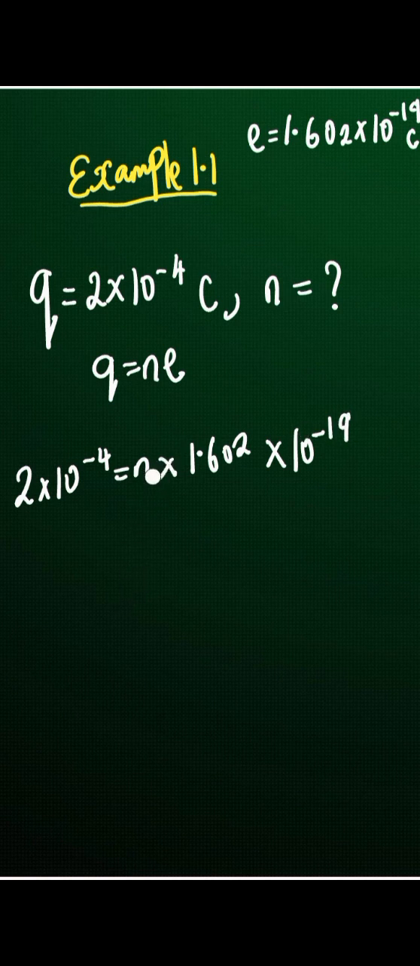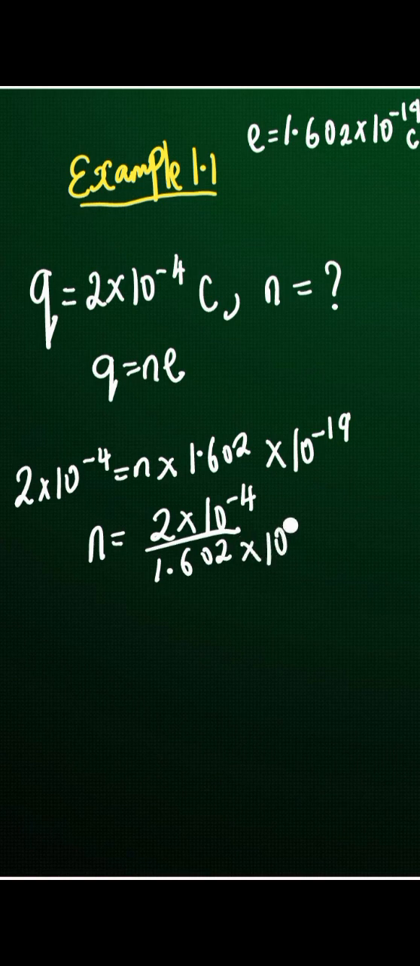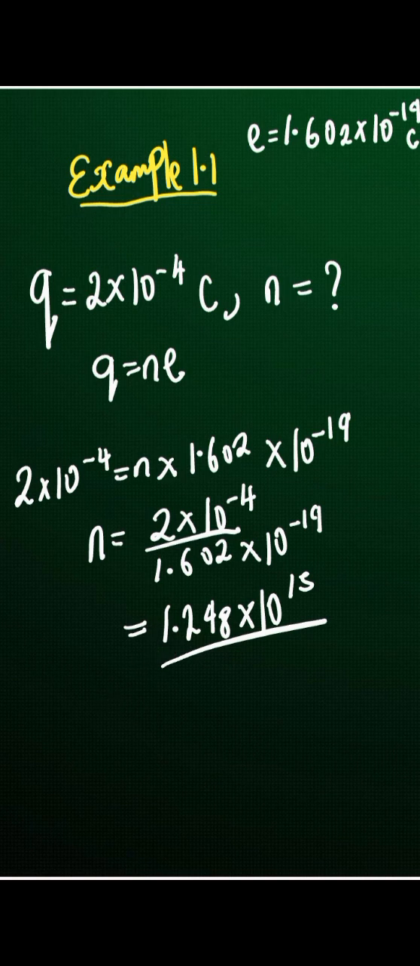If we make N the subject of the formula, what will happen? This whole value here will be divided by this value. So we now have N equal to 2 times 10 raised to the power minus 4 all over 1.602 times 10 raised to the power minus 19. And the answer you will have is equal to 1.248 times 10 raised to the power 15. That's our answer.